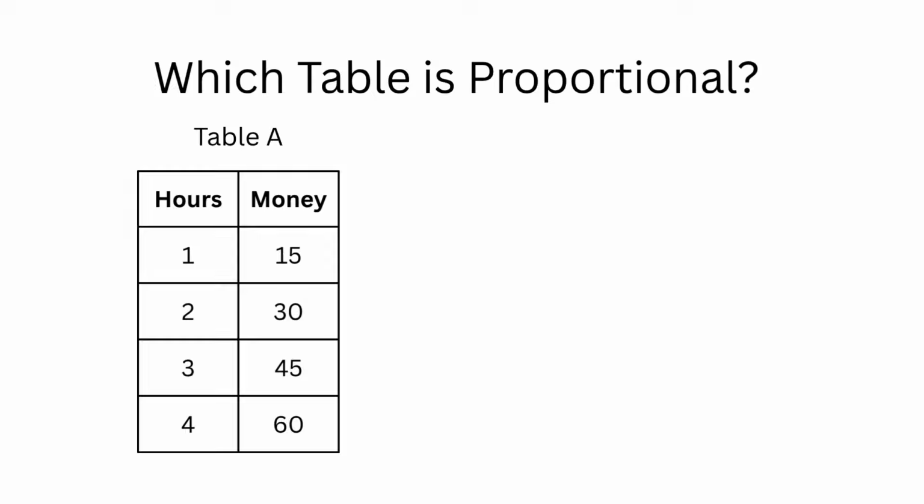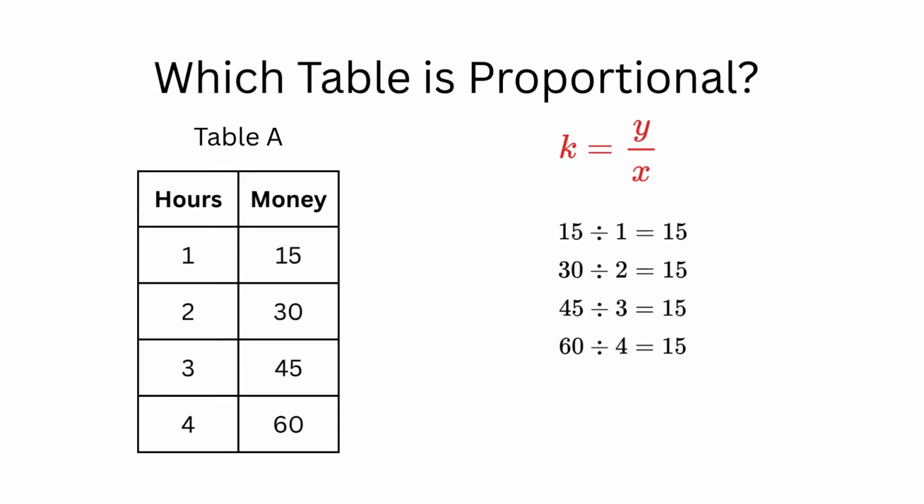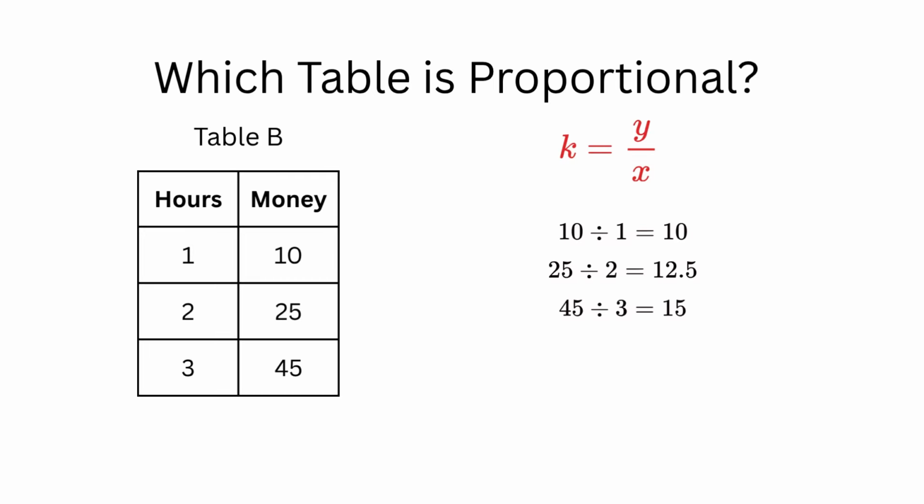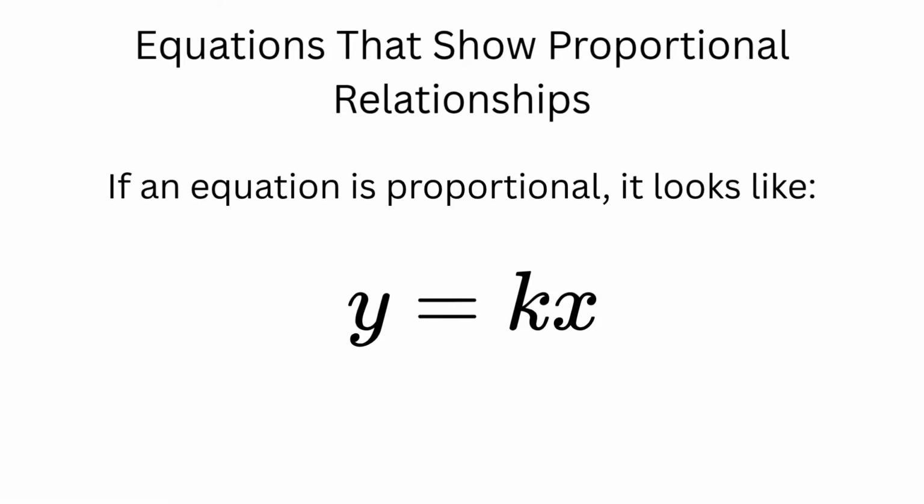Table A. If we divide y by x, we get 15 every time, so table A is proportional. Now look at table B. The ratios here are 10, 12.5, and 15. They're not the same. That means table B is not proportional. So remember, if the ratio changes, it's not proportional.